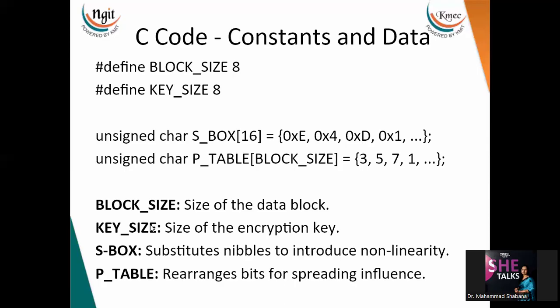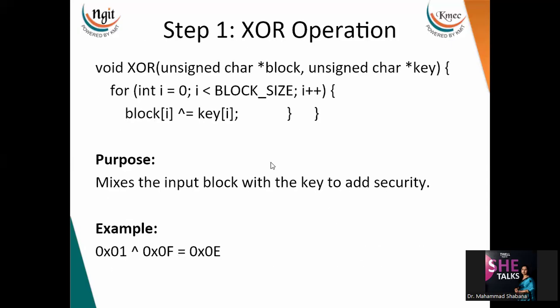Then we are taking the S box, the simplified S box. This is a table for substitution, and we are mapping the 4-bit values to new values to introduce non-linearity. Next, we will go to the permutation table, a table which is used to permute the bits of the blocks. Next, we will use the 4 functions here.